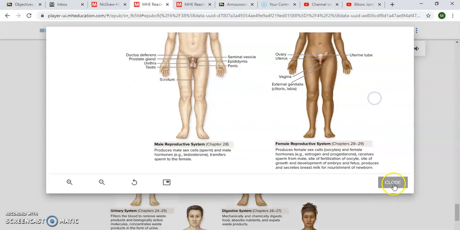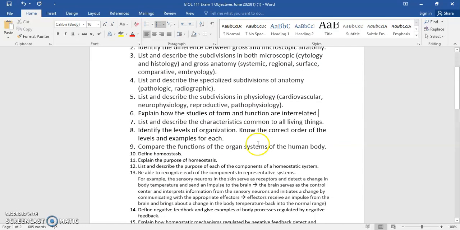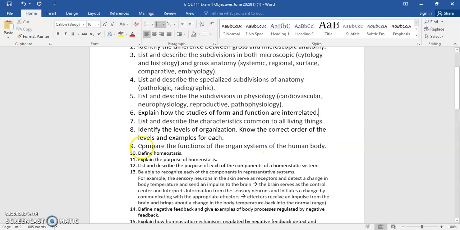So okay, those are our body systems. So we finished objective number 9: compare the functions of the organ systems of the human body.